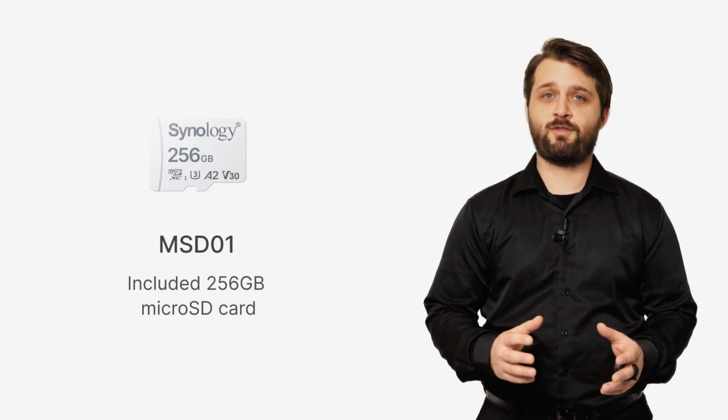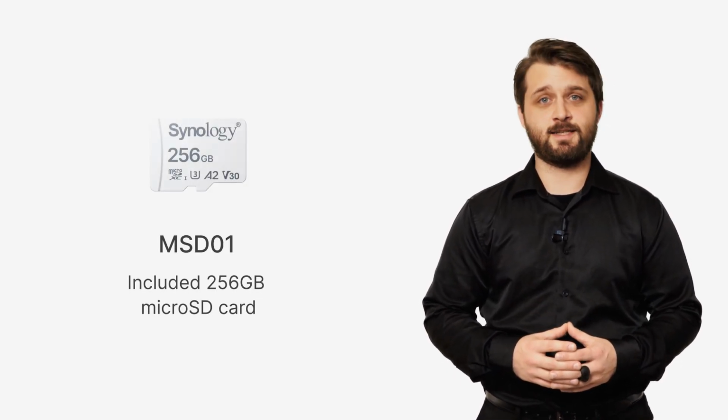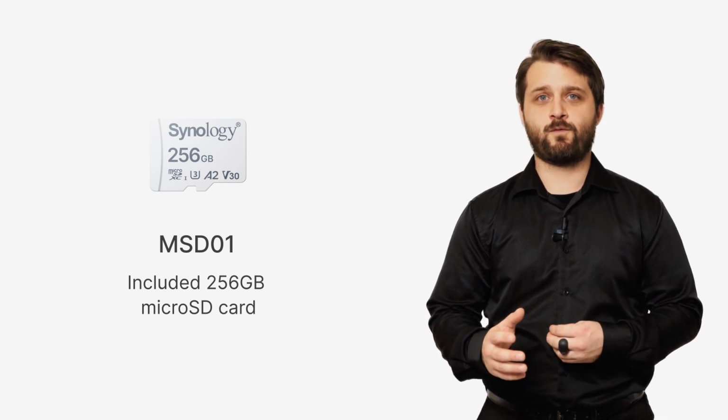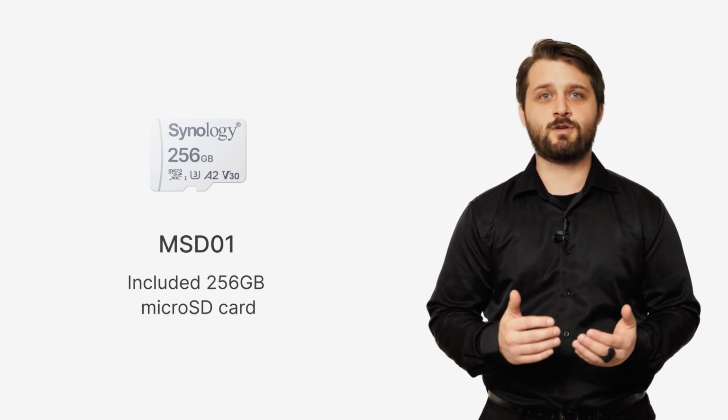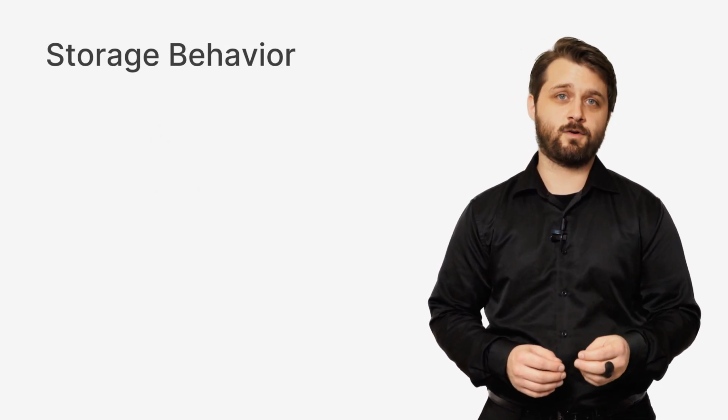In terms of storage for Synology C2 Surveillance Station, all of the Synology cameras we discussed today will come with an included Synology 256GB micro SD card called the MSD01, which will allow you to perform edge recording functionality for your C2 Surveillance Station environment. And the behavior of this onboard storage will differ depending on what plan you've selected for your environment.